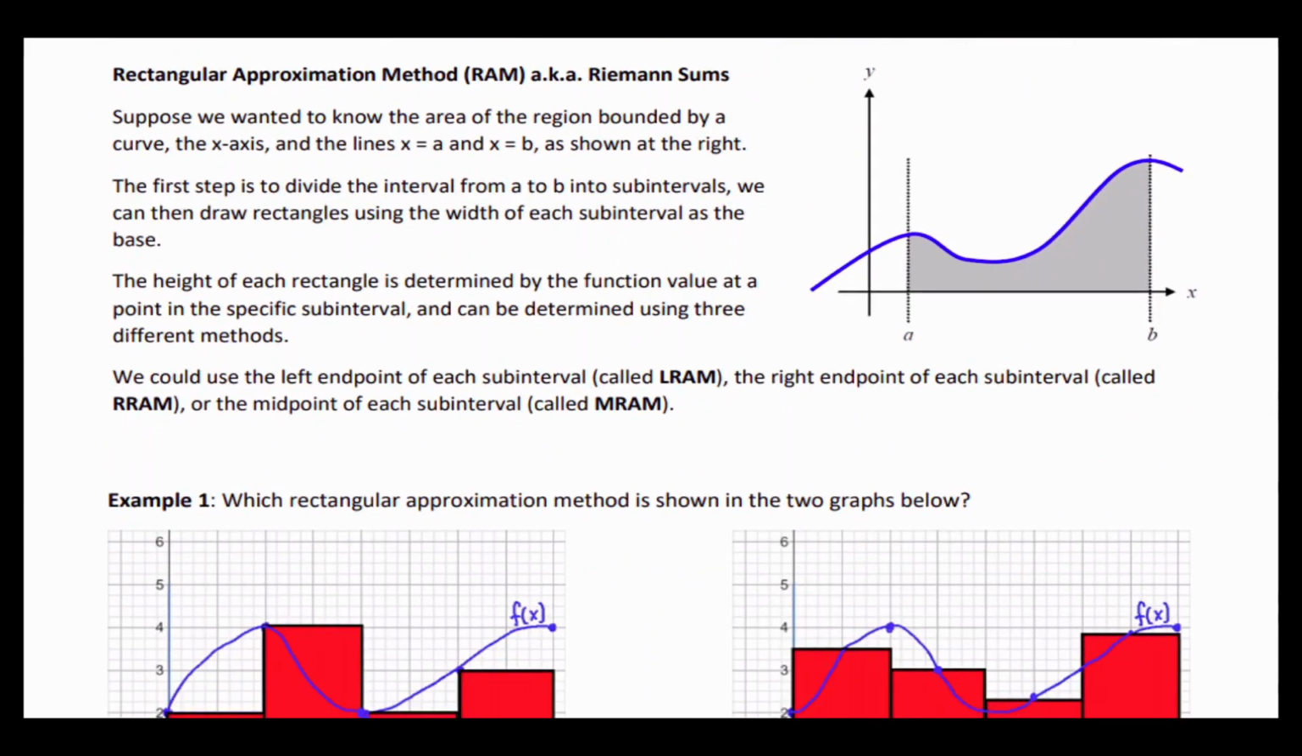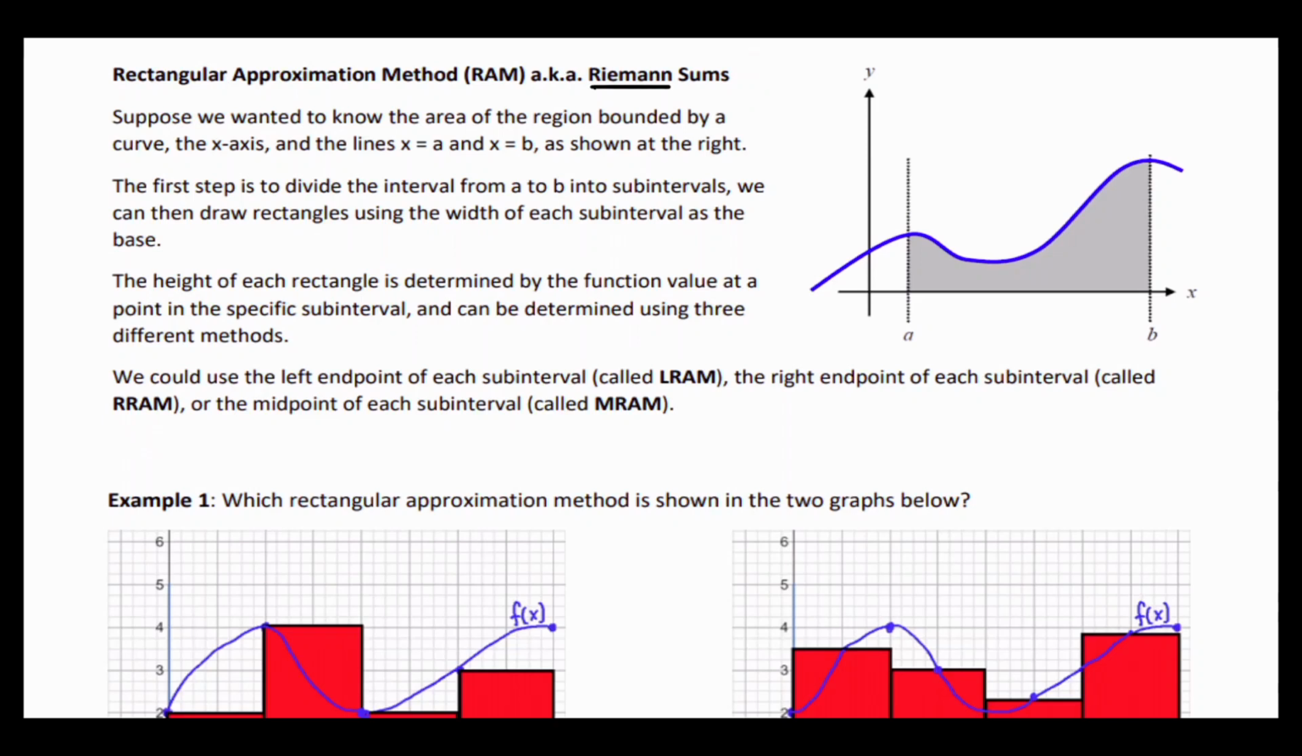On the next page, it tells you all about it. It's called the rectangular approximation method, or RAM, also known as Riemann sums. Riemann is the person who discovered this. Okay?